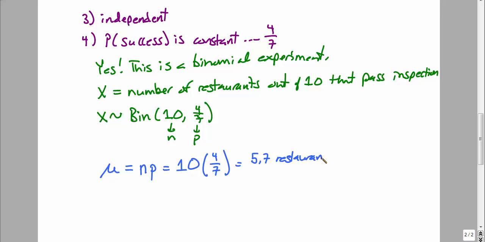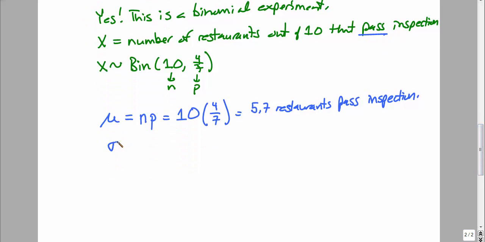Because remember, this is based on successes. So 5.7 on average restaurants would pass inspection out of 10 that you visit. Okay, so remember, x is the number of successes or passes.